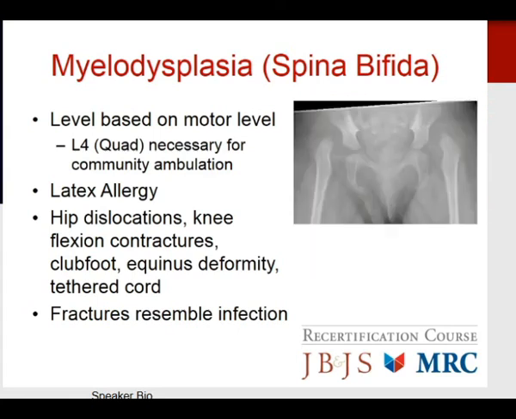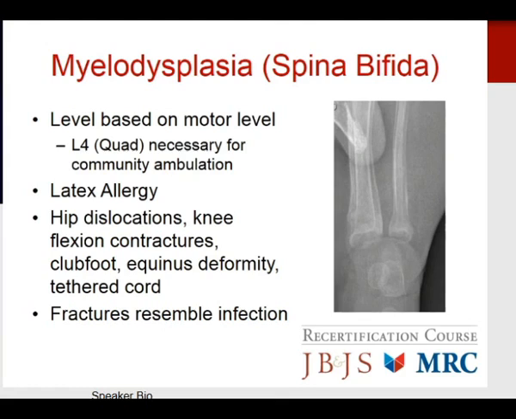Tethered cord can present in a child who's had a stable neurologic examination and is now having worsening of either motor or sensory function, and that's a classic clinical scenario. Another classically tested scenario are fractures in a child with spina bifida. Since the child may be insensate, frequently these fractures are not painful, but they'll present with a warm, swollen, erythematous limb, which can mimic infection. However, radiographs will demonstrate the fracture, and these fractures usually heal with an abundance of callus.